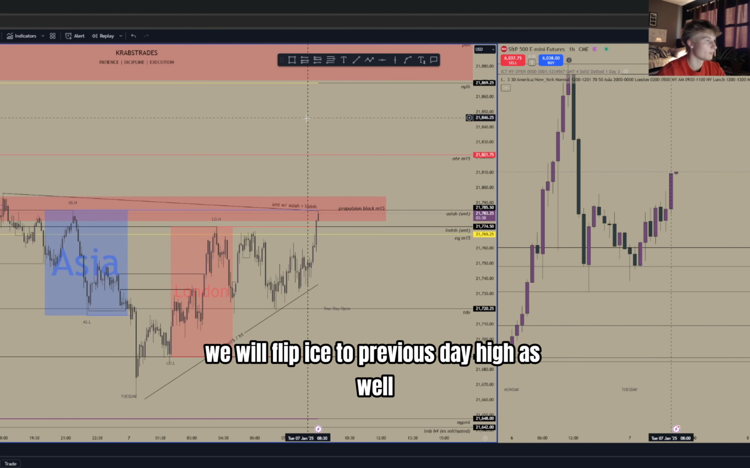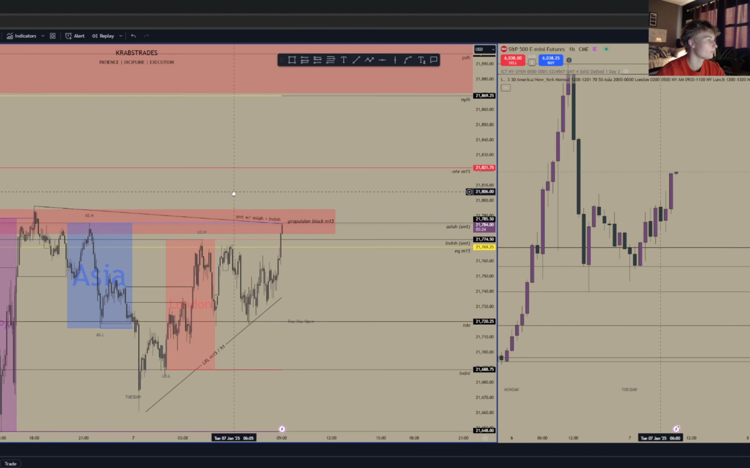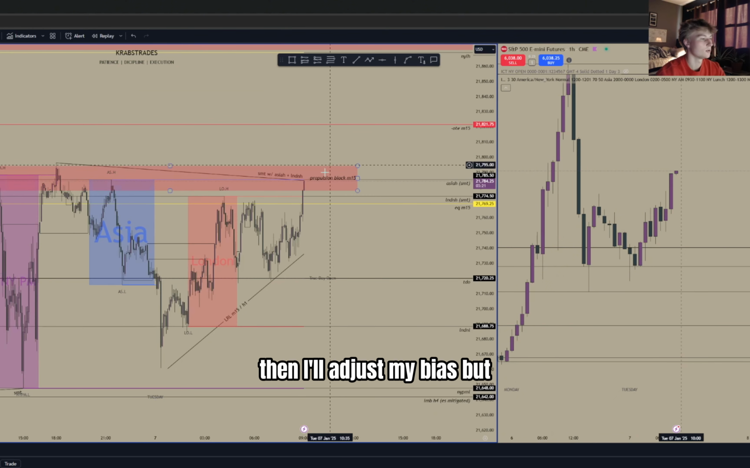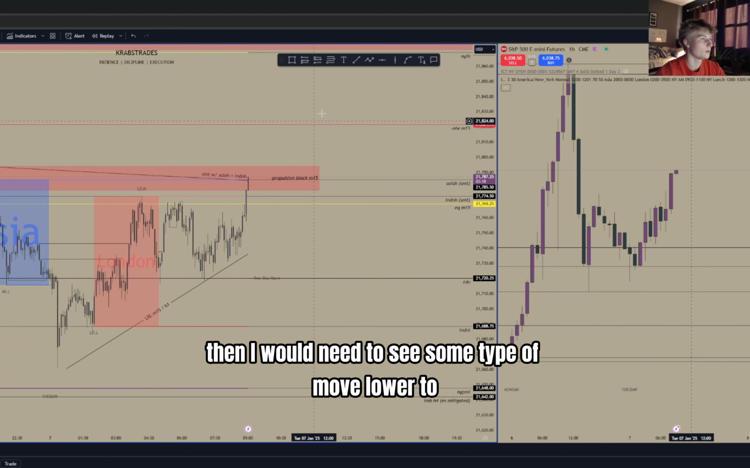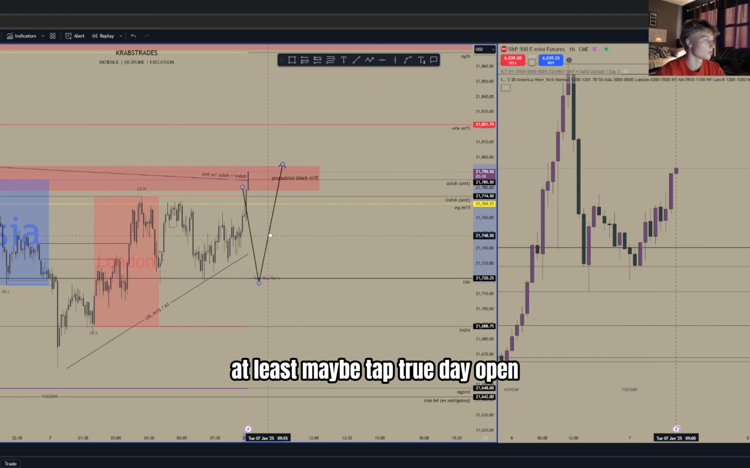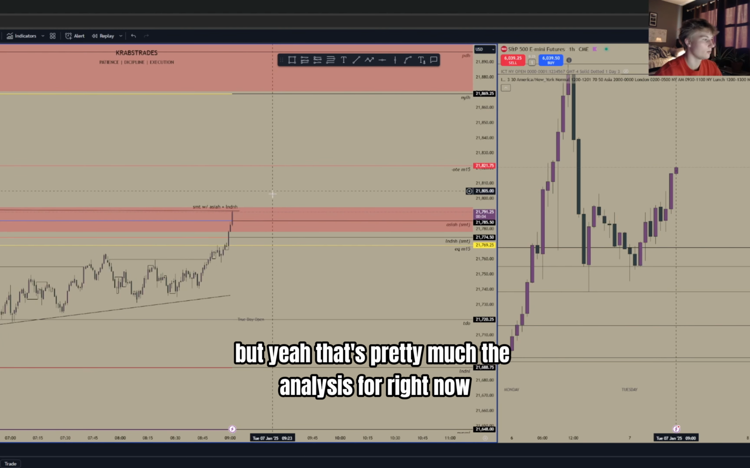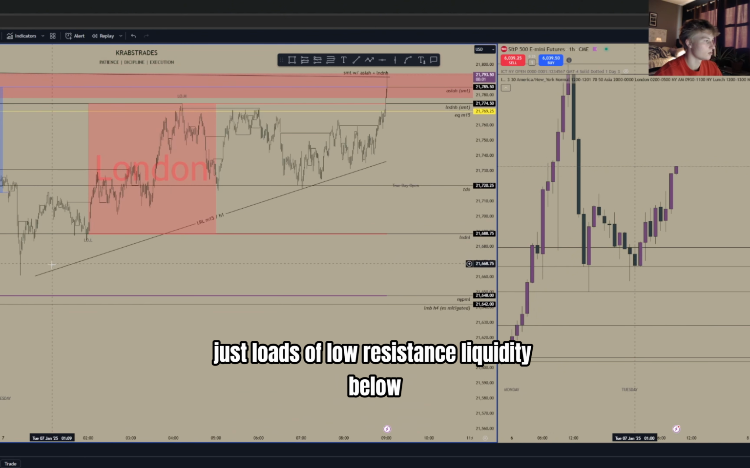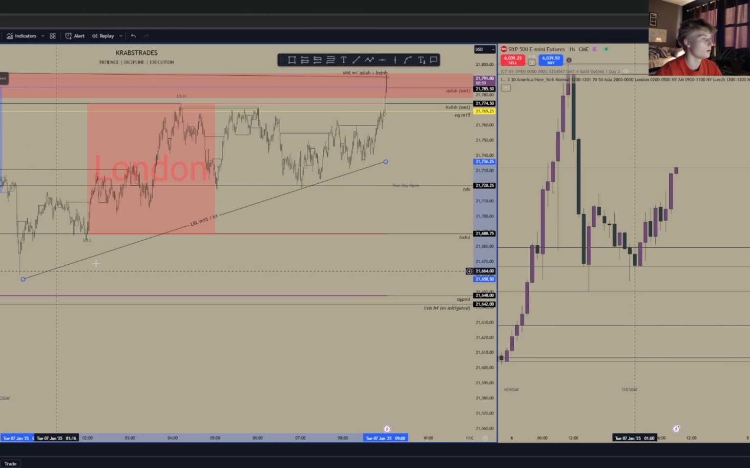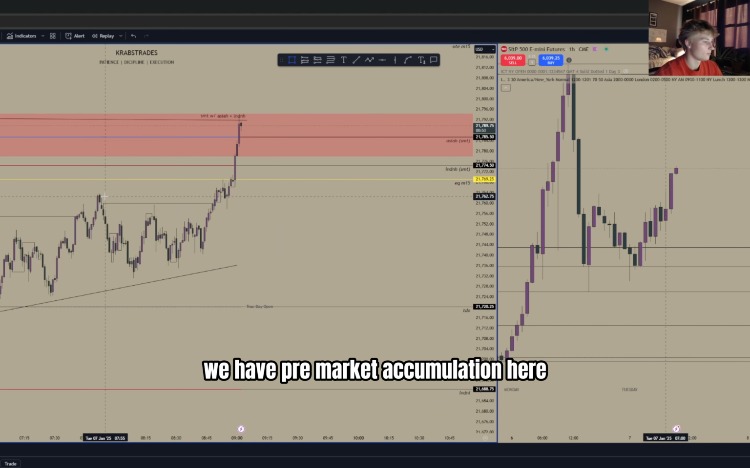If we need to, we will flip bias to previous day high as well. If we start closing above these wicks here, shifting structure to the upside, then I'll adjust my bias, but then I would need to see some type of move lower to take out some of this low resistance liquidity at least. Maybe tap true day open. But yeah, that's pretty much the analysis for right now. Just loads of low resistance liquidity below. Looks like right here we have pre-market accumulation.